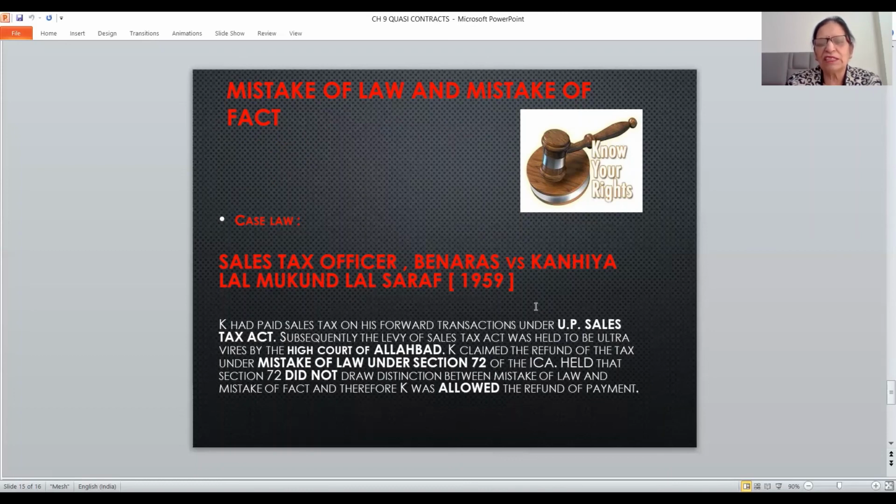Held, it was decided in the court of law that Section 72 did not draw the distinction between mistake of law and mistake of fact. And therefore, in this particular case, K was allowed. He was given the refund of the payment because it was beyond the powers. So friends, this is all about the five types of quasi-contractual obligations.